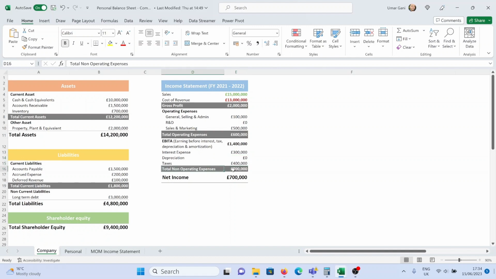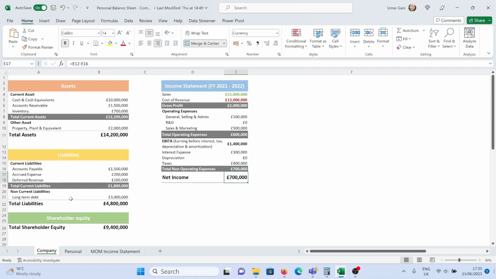The total non-operating expenses, adding the interest, depreciation, and tax, is basically 700,000. Now your net income is your EBITDA minus this non-operating expense, which is 700,000. That is your net profit, I would say, which is 700,000. I hope this income statement is clear.